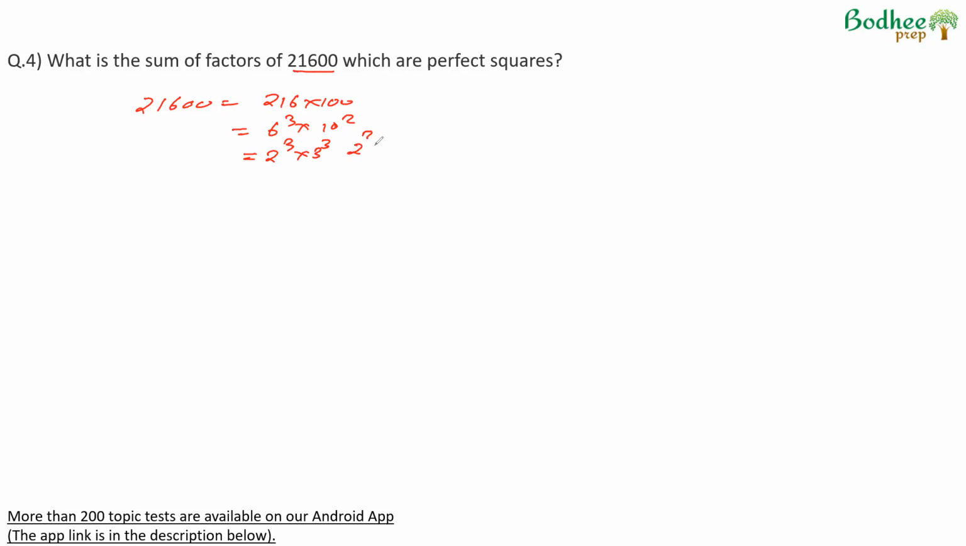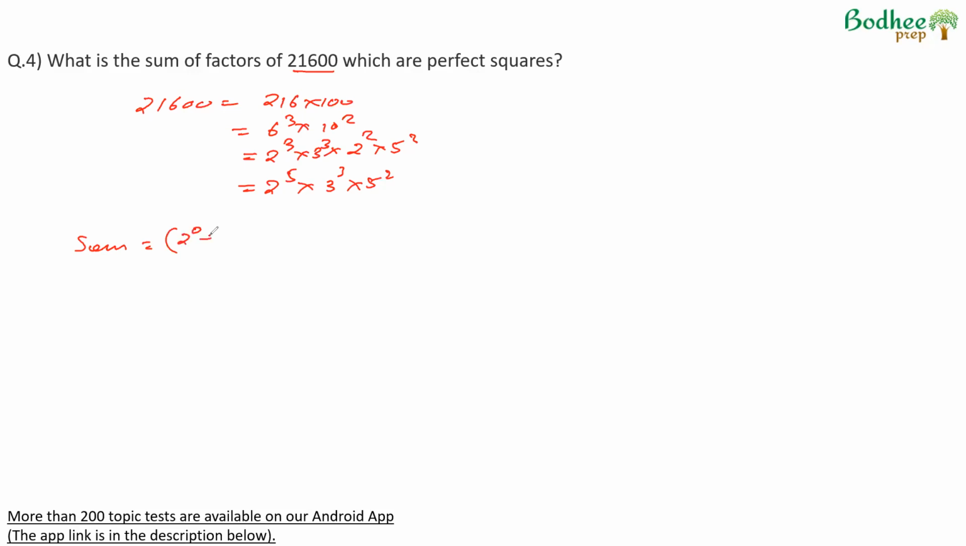10 is 2 square into 5 square. So this will become 2 raised to power 5 into 3 cube into 5 square. Now we have to find the sum of factors which are perfect squares. There is a direct formula for that. Sum will be, we'll take values or powers which are even.